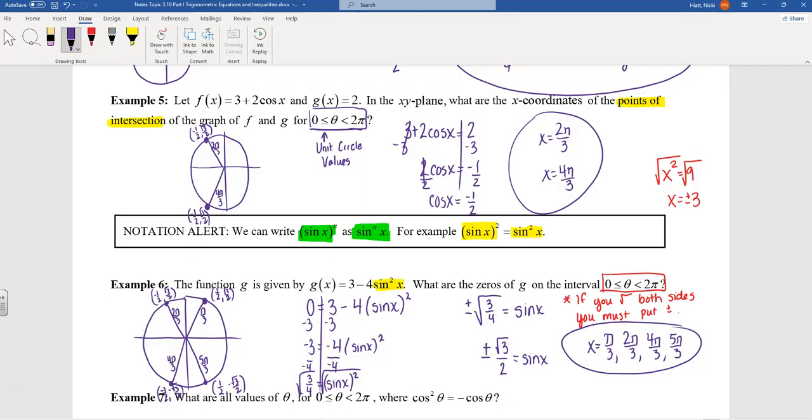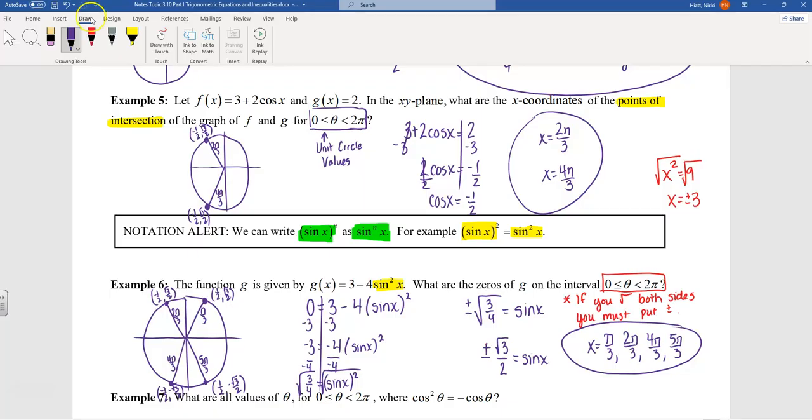You could list them all separately, like x equals pi over 3, x equals 2 pi over 3, x equals 4 pi over 3, x equals 5 pi over 3. You may see it like that as well. You may see just brackets and then those 4 listed for that. That would be okay. All right, questions?